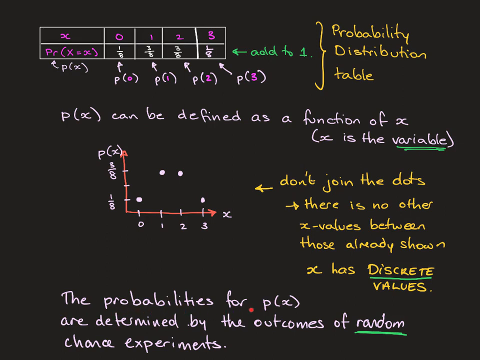Now, the probabilities for p of x are determined by the outcome of a random chance experiment. And so that's how we get our discrete random variable name for x: it's a discrete value, it's a random value, and it's a variable.